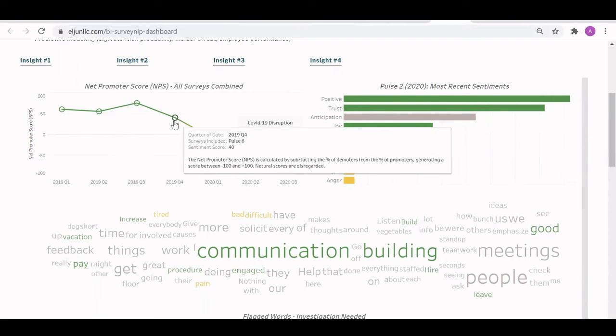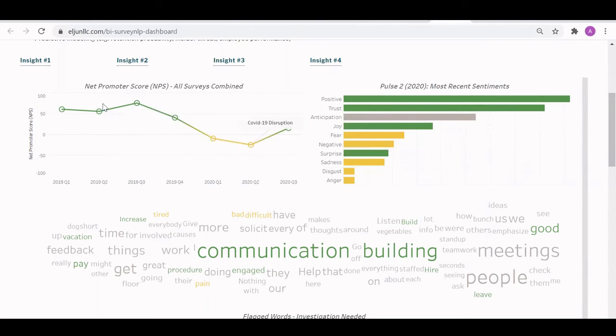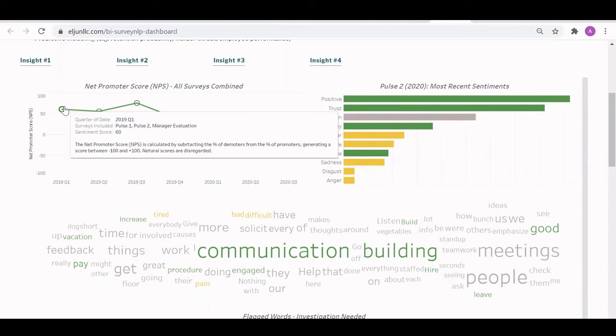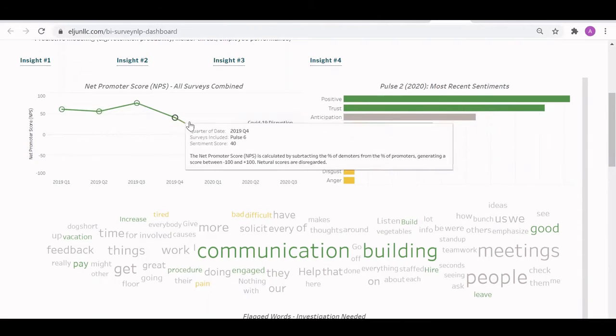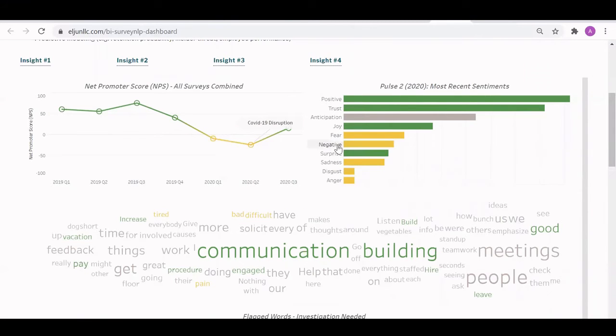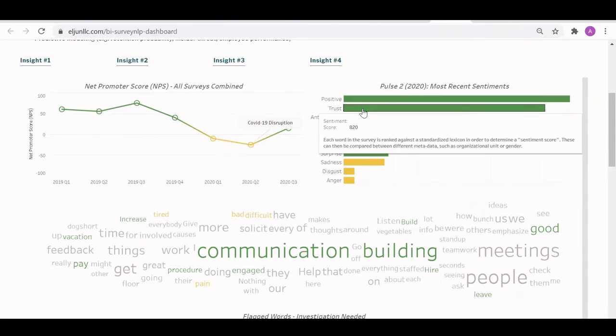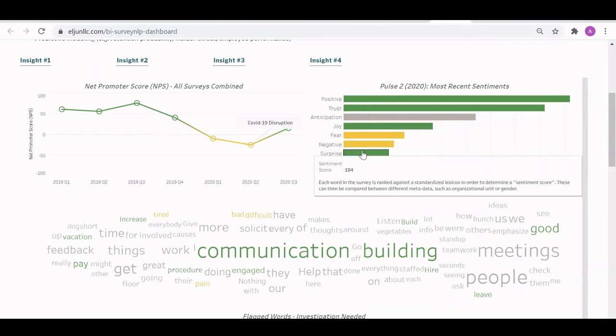So that's a really powerful capability, at a glance to see what's going on and allowing us to get a holistic look, leveraging all of that data that we spent the time and effort and cost on, because it does take time for an employee to complete a survey. We should get something back out of it. We can also look at the most recent survey.